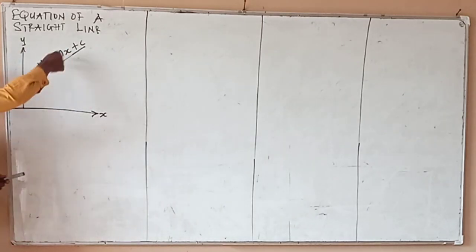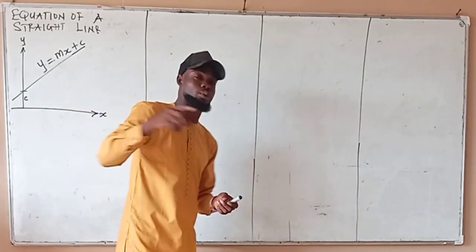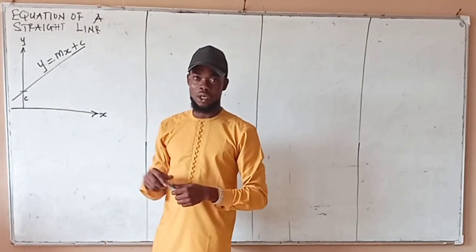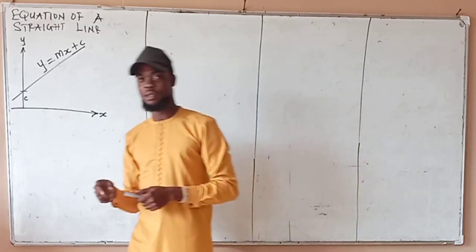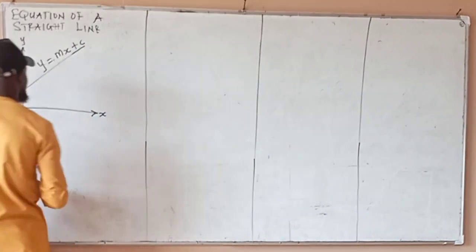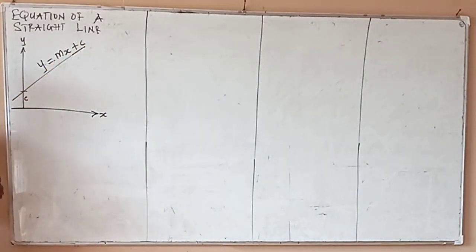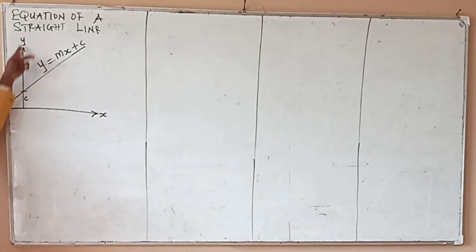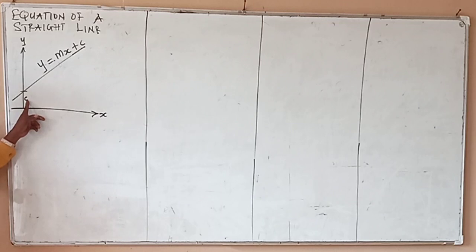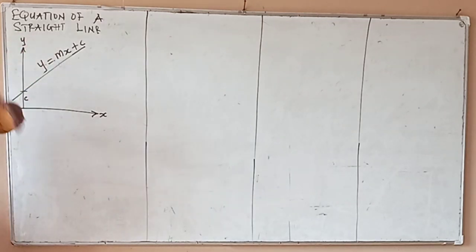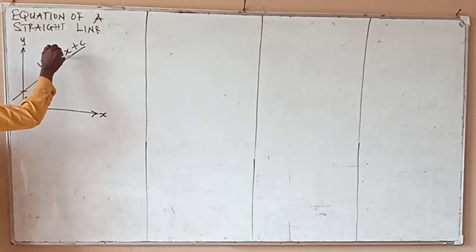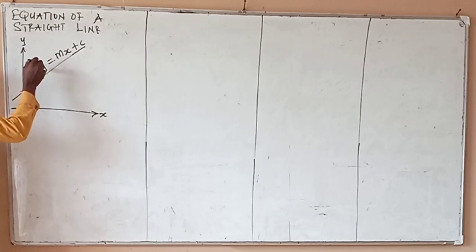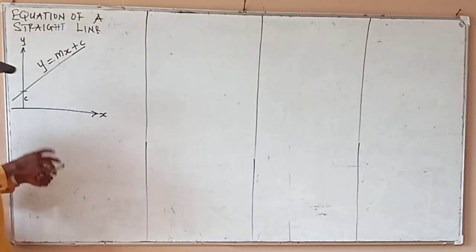And which one is m? m is called the gradient or slope of this equation. Take note of that. And what is c? c is the place where this equation cuts the y-axis, which is the y-intercept. If x is the subject of the formula, it will be vice versa. So this is the intercept, this is the slope, and these are the y-axis and the x-axis.